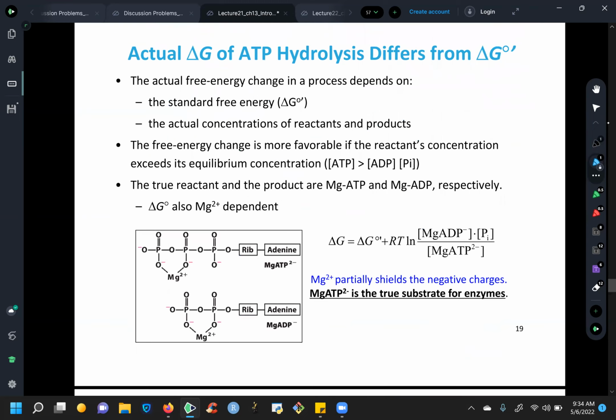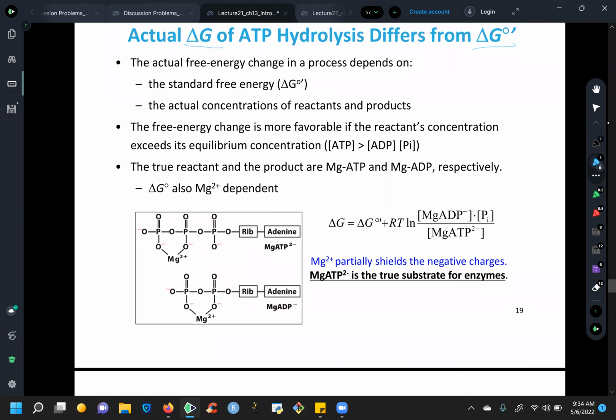Actual free energy change of ATP hydrolysis differs from the standard. So, okay, the actual free energy change in a process depends on the standard free energy and the actual concentrations of reactants and products. The free energy change is more favorable if the reactants concentration exceeds the equilibrium concentration. This is a fact that I think you should know, maybe make a flashcard. I could definitely see this being one of your more challenging multiple choice questions.